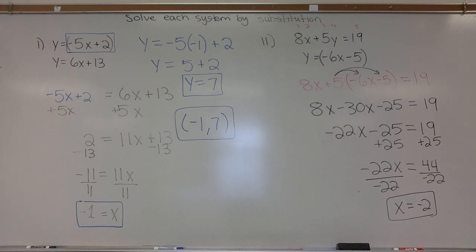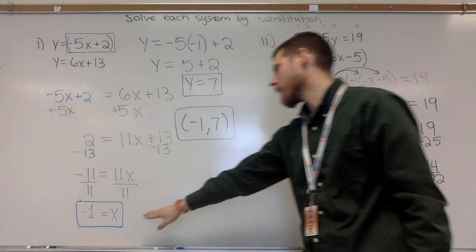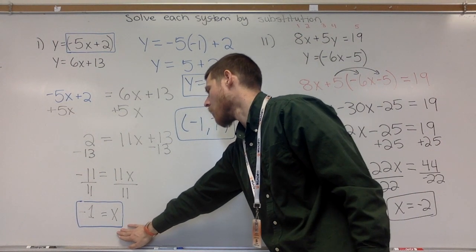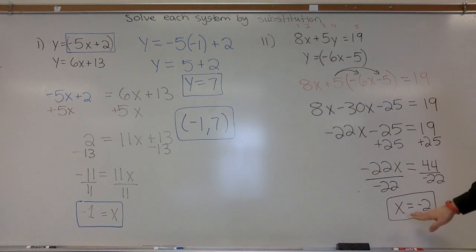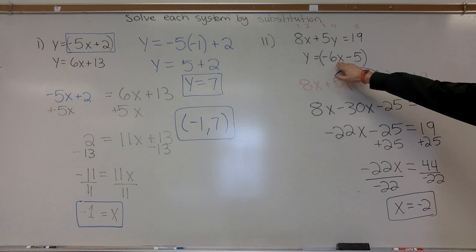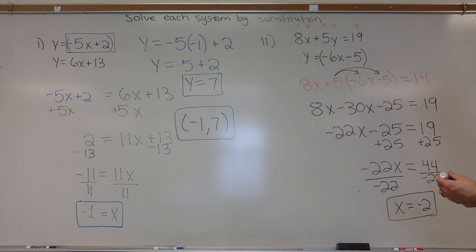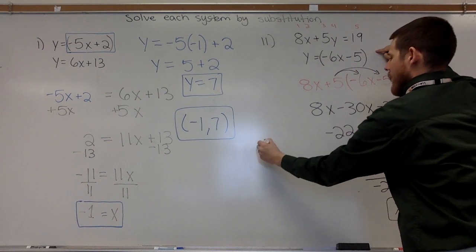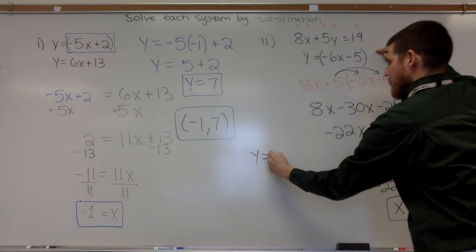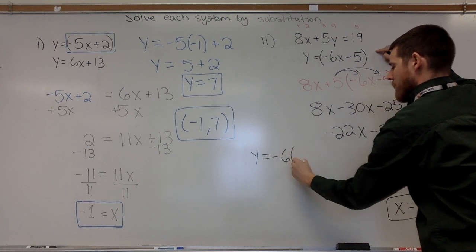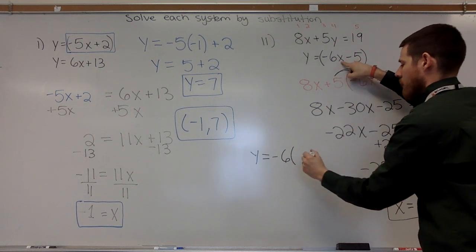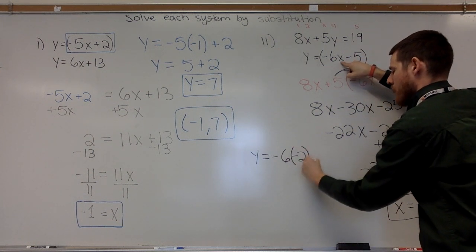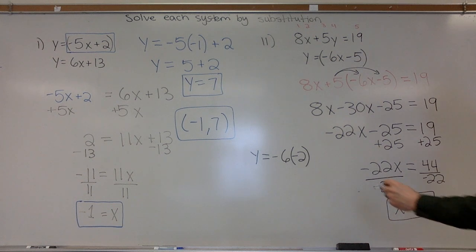Now, just like the other problem we did, getting one answer is only the first part of the problem. You still need to get the second part. I have x. I'm going to use my bottom equation to get y. I'm going to copy it down. But I'm going to call x by its name. Now that I know x is equal to negative 2, I don't have to write x anymore. I can put negative 2 in place of x.